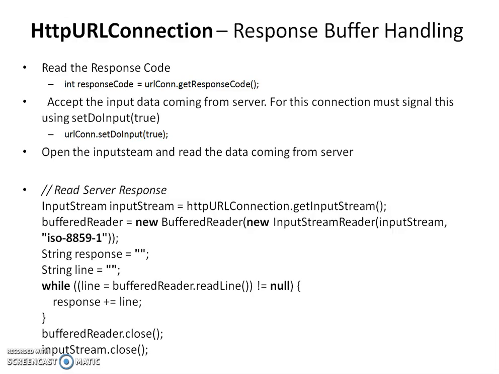If it is successful and we are expecting some data, then we need to set urlConnection.setDoInput(true). After that, we need to read the input stream and read the data. Here we are reading the input stream, getting the reference to the input stream by HttpURLConnection.getInputStream, and then we have the buffered data, and we are reading line by line, adding to the response, and we are processing it.